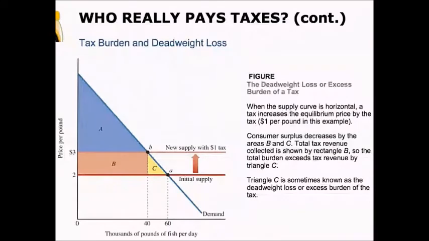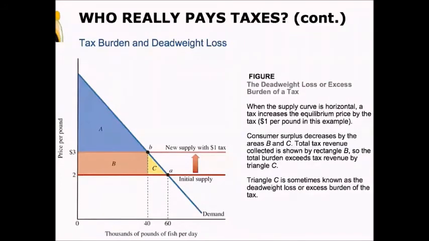How does this affect surpluses when we look at a market when we institute a tax? Well, let's look at this market where we have thousands of pounds of fish per day and price per pound. And we'll look at an example with a perfectly elastic supply curve. Now suppose we have an equilibrium with the initial supply curve and demand curve at point A with 60,000 pounds of fish per day at a price of $2 per pound.